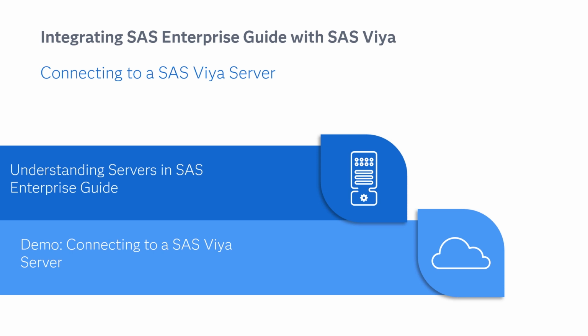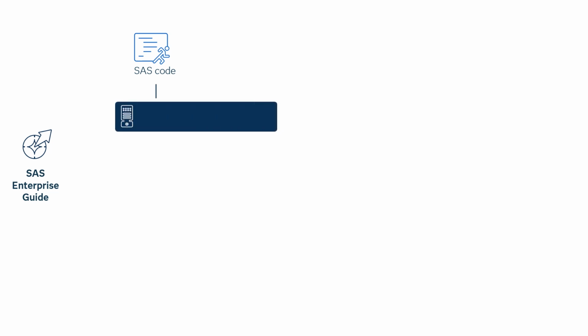license. Before demonstrating the connection process, let's review the various servers that can be used with SAS Enterprise Guide. SAS Enterprise Guide offers both a programming and graphical interface, enabling users to write code using the program editor or generate it through a point-and-click interface. The code is then submitted to a SAS server for processing and results are returned to SAS Enterprise Guide.